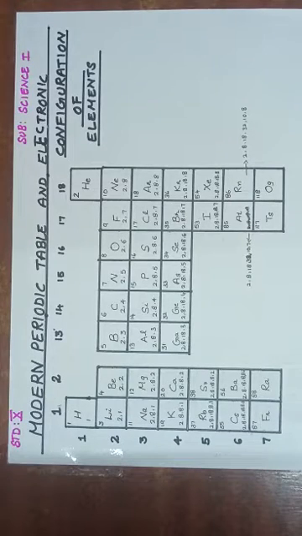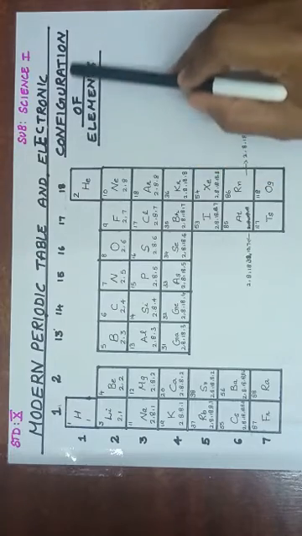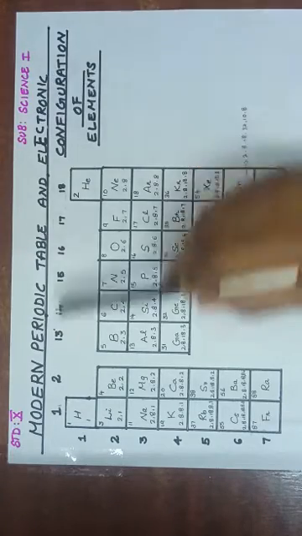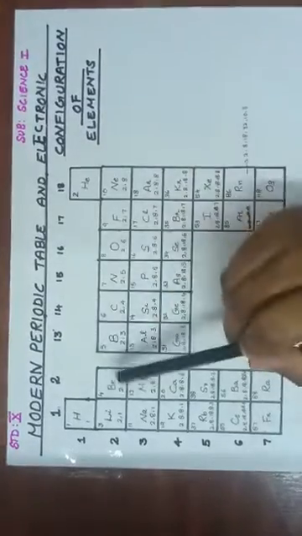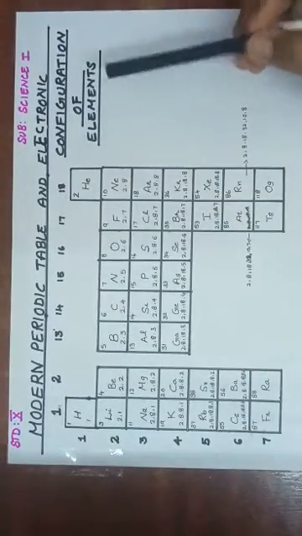Welcome back, students. In the last videos we have seen the modern periodic table and its structure. Now today in this video we are going to see the relationship between the electronic configuration of the elements and the modern periodic table. What is their relation? That is what we are going to see in this video.